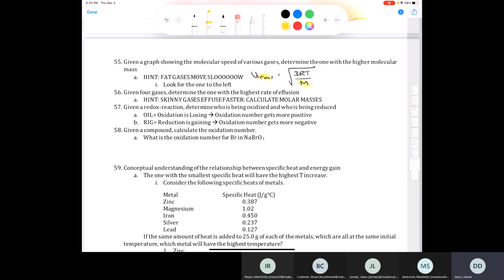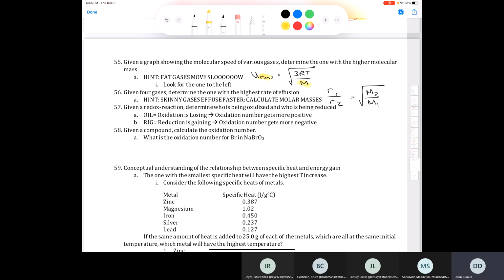Number 56, given four gases, determine which one is going to diffuse with the highest rate of diffusion. Well, remember Graham's law of diffusion, and if we compare the rate of one gas over the rate of a second gas, it's going to be proportional to the inverse of their molar masses.